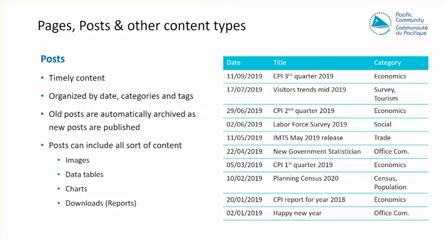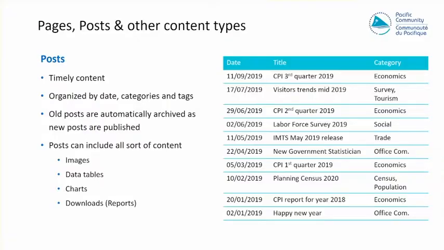As I said yesterday, posts are meant to be about timely content. They're organized by date, categories and tags. We'll talk about categories and tags a little more later on. Because it's ordered by date, the advantage is that we see the most recent at the top, and as we create new posts, they're automatically archived and pushed down, but still available to anybody and still searchable.